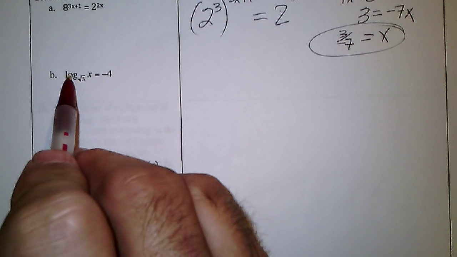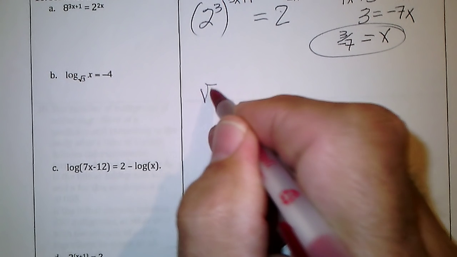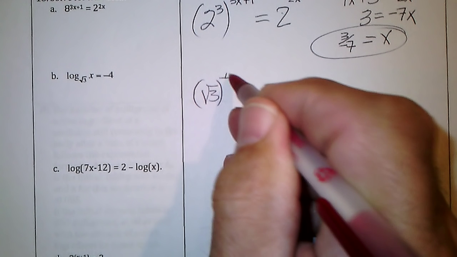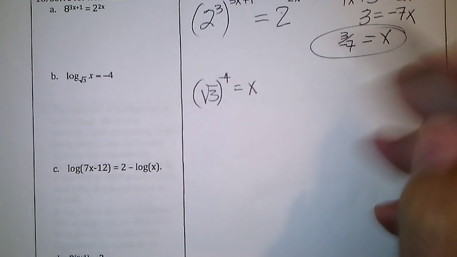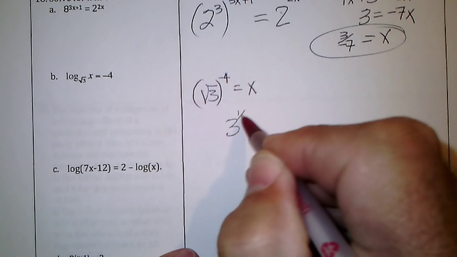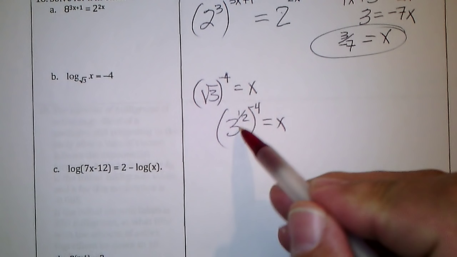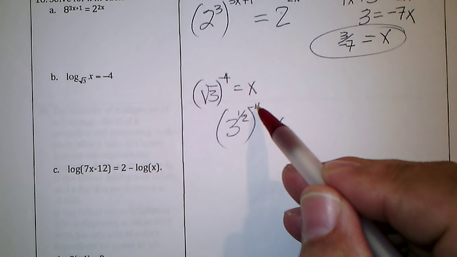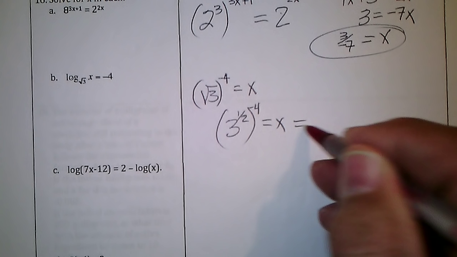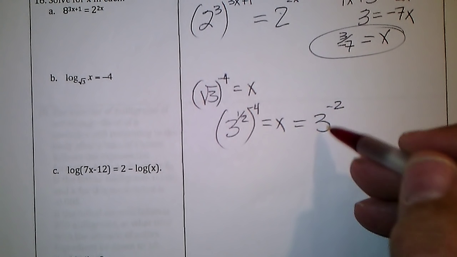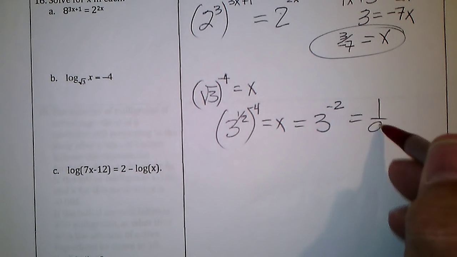This says, to what power do I take this to get this? This to the negative 4. So I got the square root of 3 to the negative 4 is x, if I rewrite it as a power equation. The square root is a half, so I got 3 to the 1/2 to the negative 4 equals x. And when I got a power to a power, I multiply. So negative 4 times 1/2 is negative 2. So this is 3 to the negative 2. The negative makes it 1/3, and squared makes it 1/9.